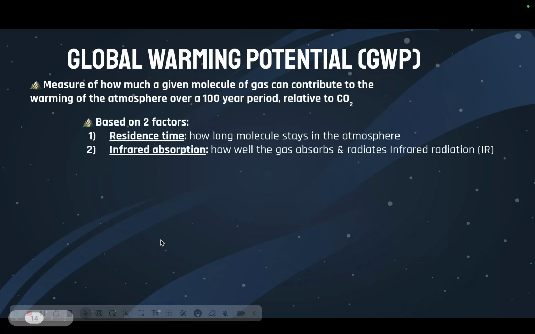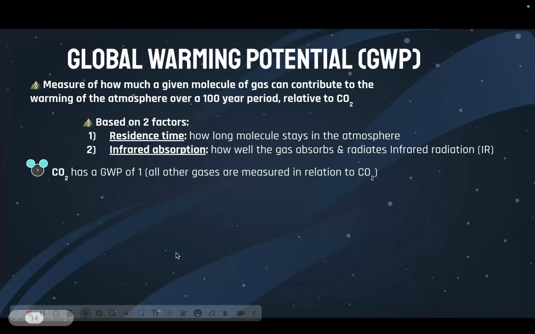So the GWP is based on two different factors: the residence time, or how long that molecule stays in the atmosphere, and how much infrared radiation it's absorbing. So how well does the gas not just absorb, but also radiate the IR, or the infrared radiation. So CO2 has a GWP of 1. Again, all of these gases are going to be compared to CO2. So we give CO2 a GWP score of 1.